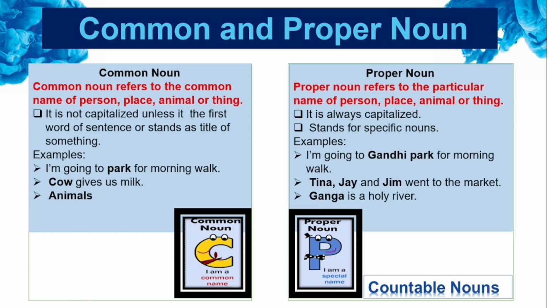Now let's understand countable and uncountable nouns also. Just see here. For example, park is a common noun, cow, animals. All these three can be counted. Yeah, as I told you that you can count the parks. आप गिन सकते हो. Similarly, proper nouns are also countable, like Tina, Jay, Jim, Ganga. All these nouns are proper nouns as well as countable nouns.